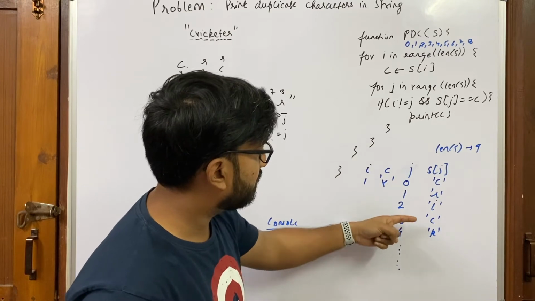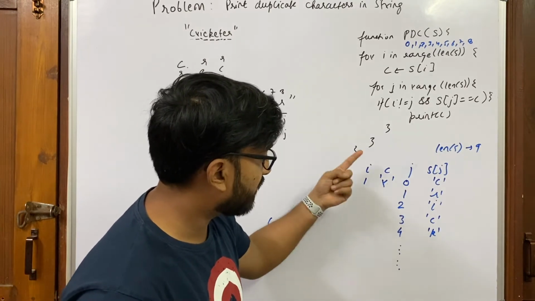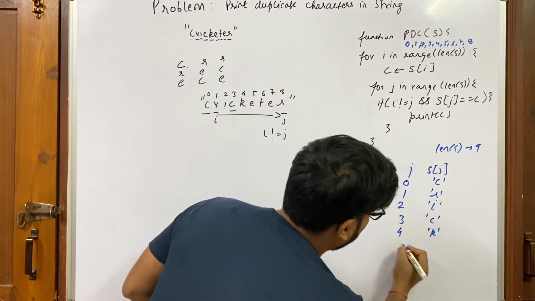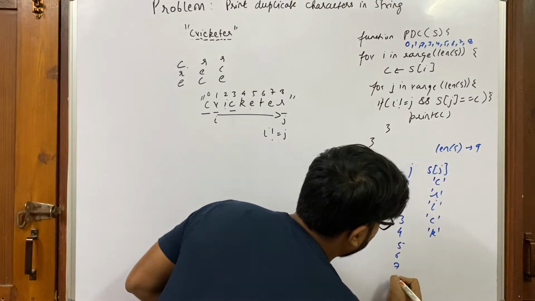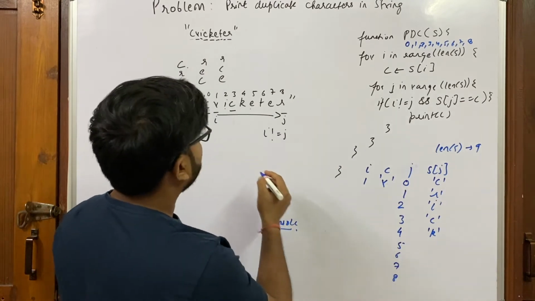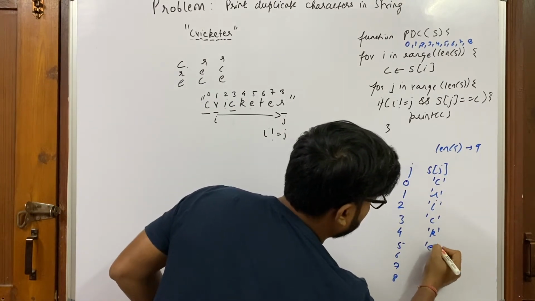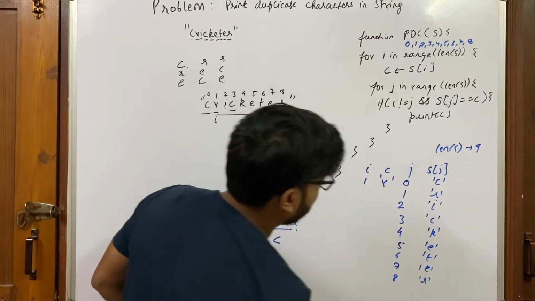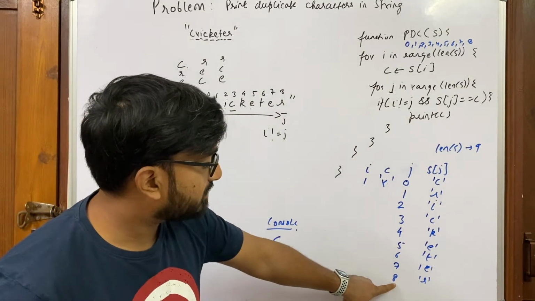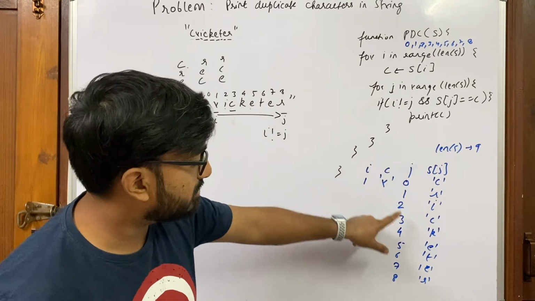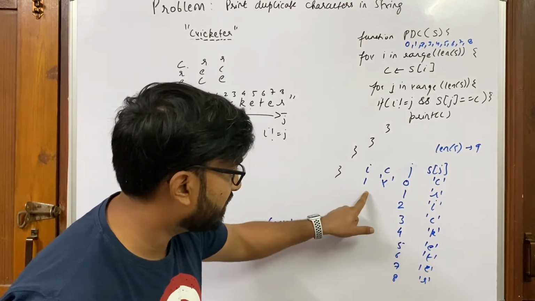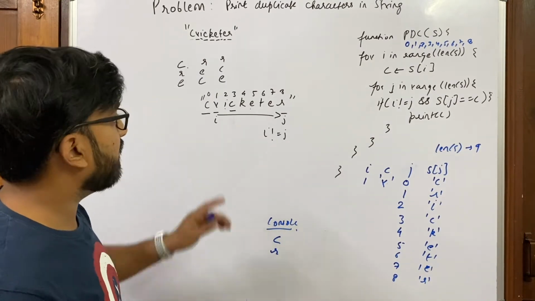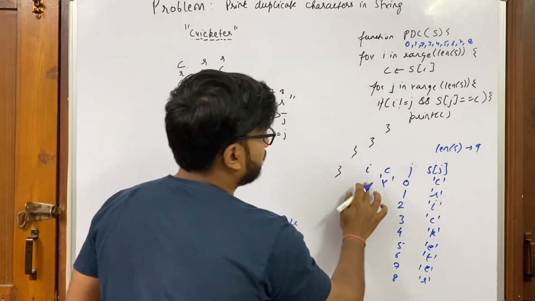Okay, this C is not equal to R. You move on to the next iteration. This is not equal to C. You move on to the next iteration. So for 5, 6, 7 and 8 we have values K, E, T, E, R. Okay, so for this last index 8, this R is going to be equal to R and I is not equal to J will be true. So you output R. Okay, alright, you move on to the next value of I, which is 2.